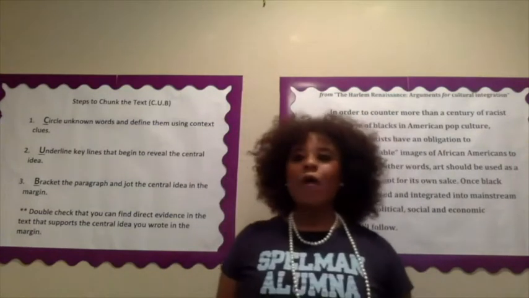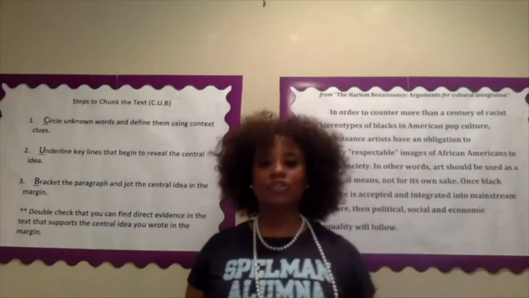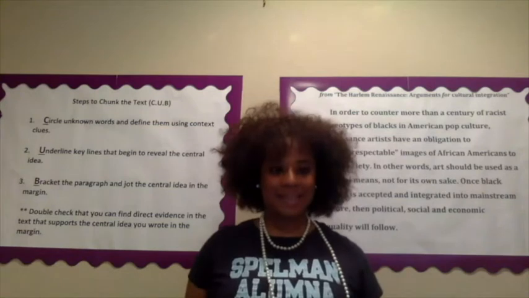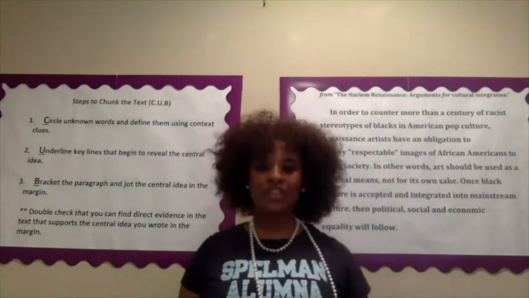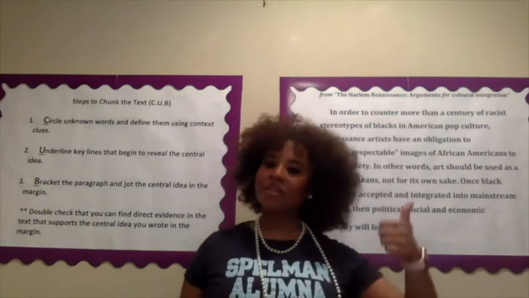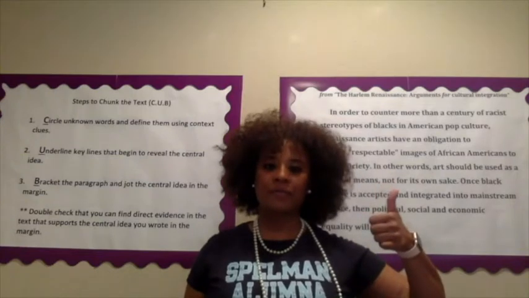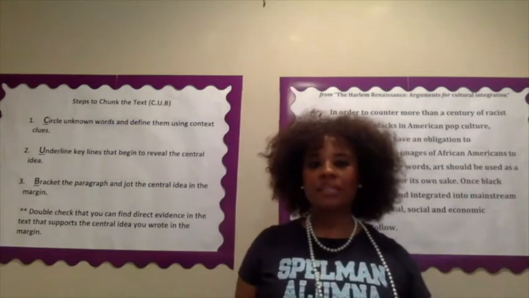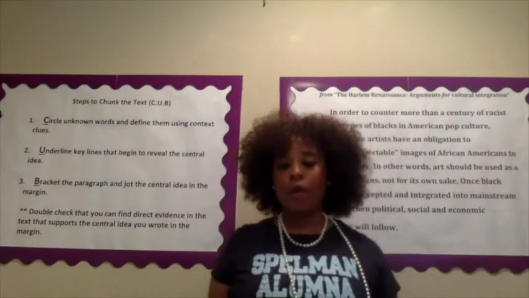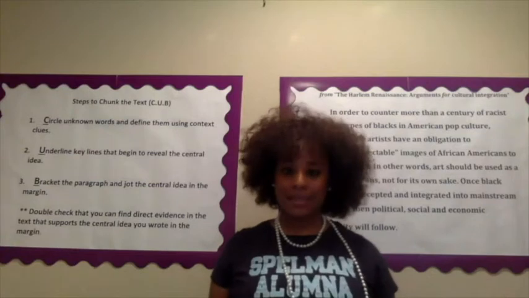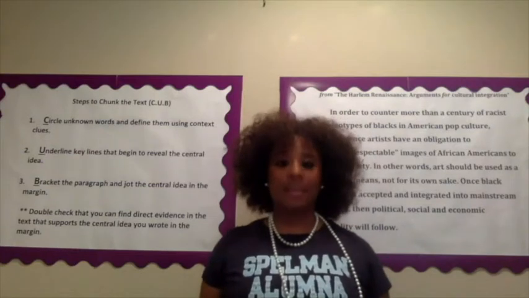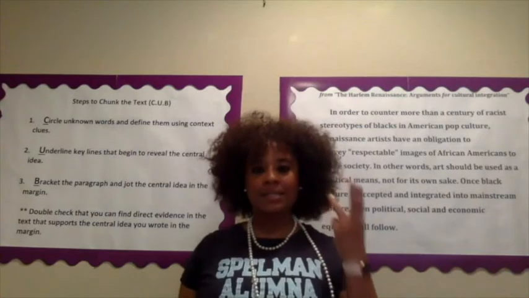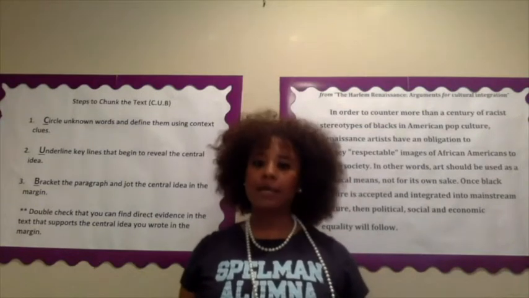So today we're going to hone in on a super essential annotation strategy called chunking the text. Say that with me. Chunking the text. Give me a quick thumbs up if you've heard of that before. Yep, to some extent. So chunking the text is simply jotting the central idea, or what was formerly known as the main idea, in the margin of the text. In order to do that, I like to follow 3 simple steps that I like to call CUB.